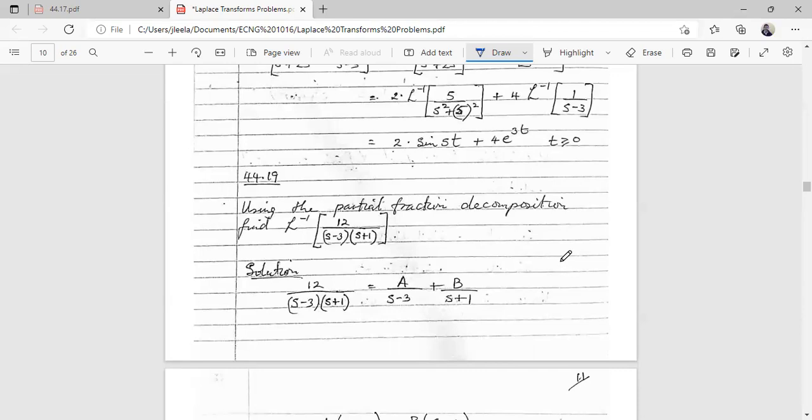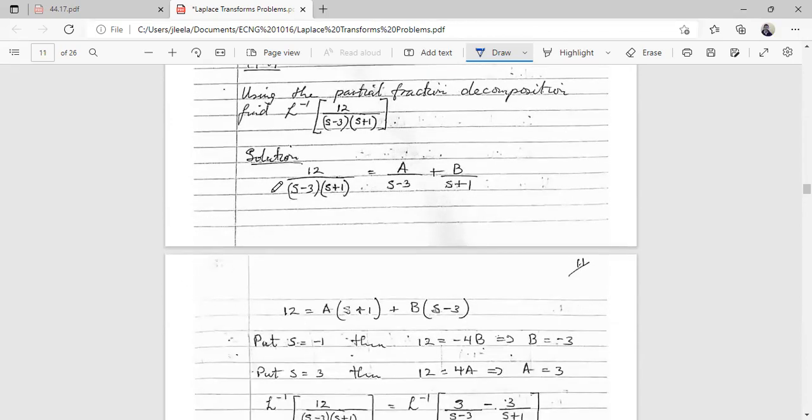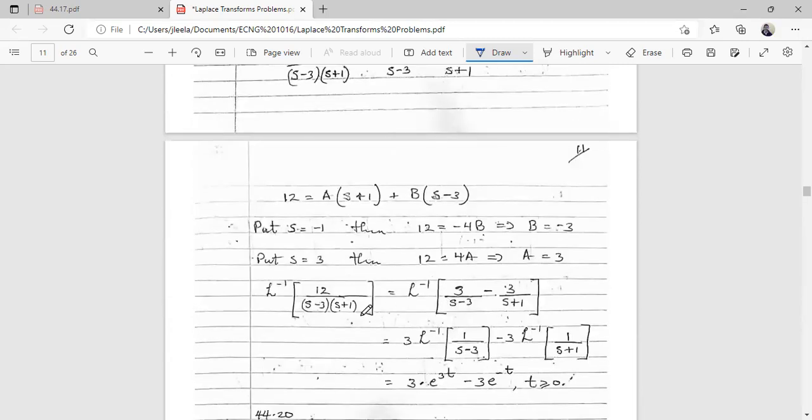Using the partial fraction decomposition, I want to break up this inverse into partial fractions in order to make it easier for you to find the inverse. So remember the decomposition, you have 2 simple factors in the bottom here. So you have 12 over the 2 simple factors, A over 1 of the factors plus another constant over the other factor. So if you multiply throughout by the 2 factors, you will get 12 equals A times s plus 1 plus B times s minus 3, right? And you want to find the constants.